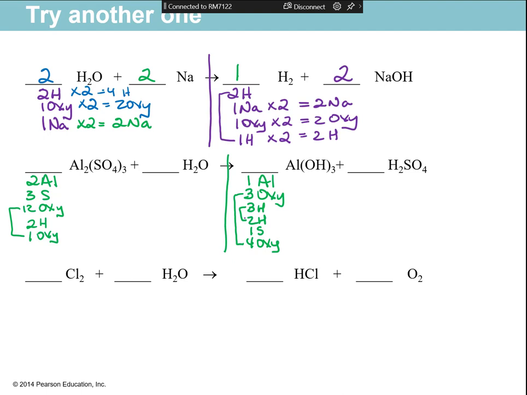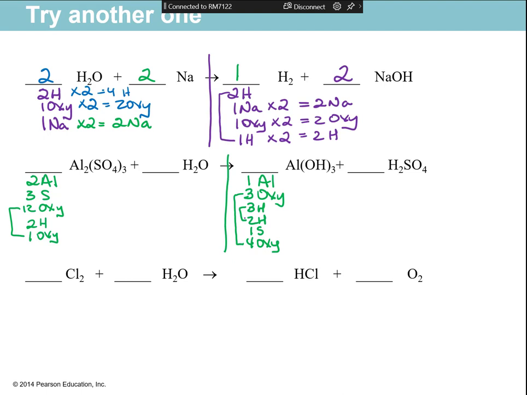Which ones? Aluminum or, what are found in single? Sulfur, right? Notice that aluminum is only found in 1 place on either side. You can balance that one. Sulfur is only found in 1 place on either side. Balance that one. Always balance the ones that you find only in one place on each side first.